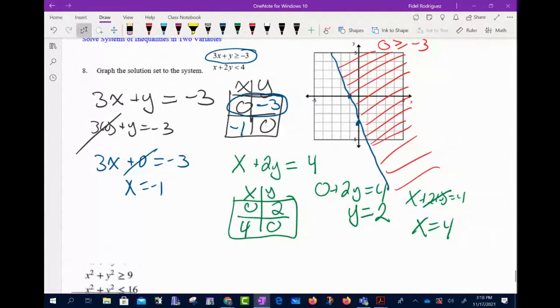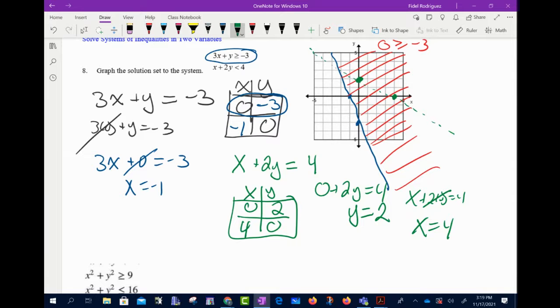Okay. So now let's plot those points. Where would I find the point 0 and 2? Would that be up, down, left, or right? X is 0, y is 2. Up, 1, 2. And then what about the point 4, 0? To the right, 4. 1, 2, 3, 4. Second question here, y'all. When I connect those two green dots, dotted. Okay, there's my dotted green line.